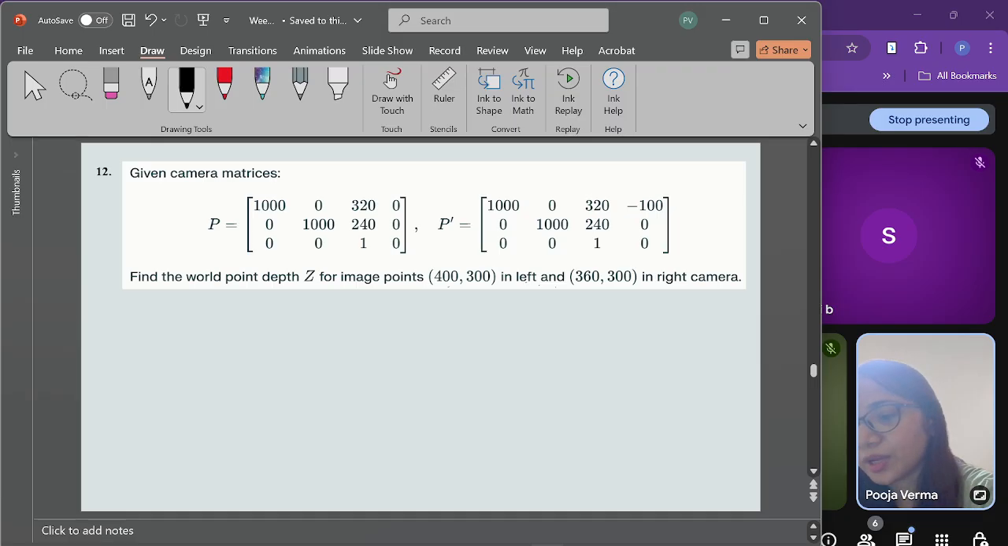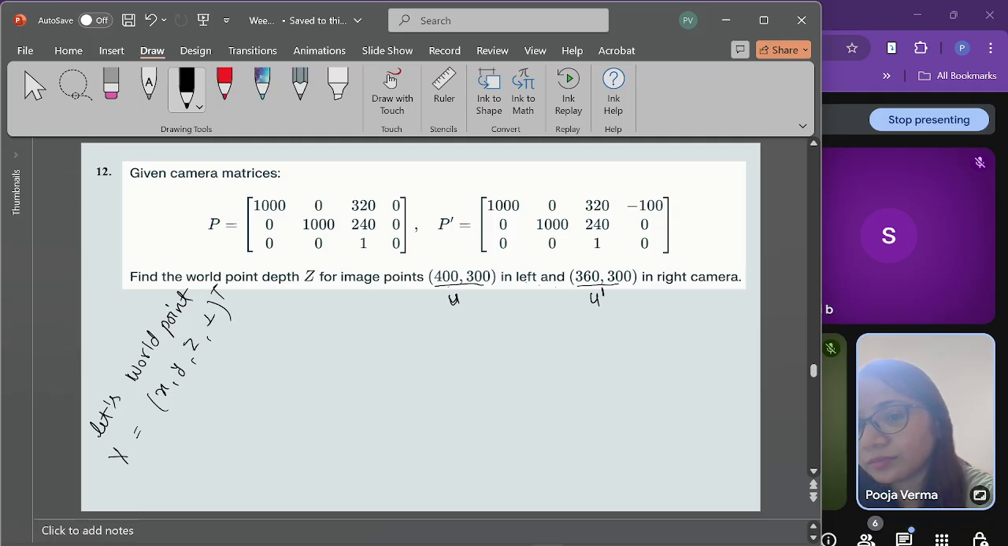Given P and P dash, the left image point is 400, 300 and the right camera image point is 360, 300. We can represent the left point by u and the right camera image point by u dash. Now let's assume the world point is represented by capital X, that is equal to X, Y, Z, 1 transpose.